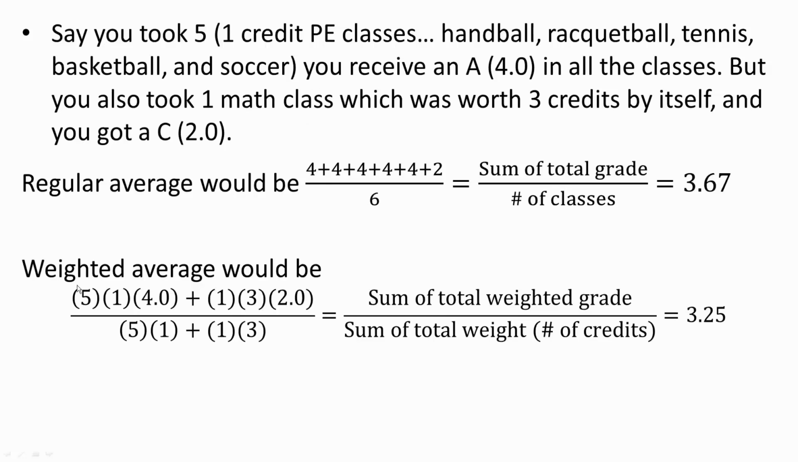So you have 5 classes and each class weight was 1 and you got a 4 in each class, plus you took 1 class, the weight was 3, and you got a 2. Divided by your 5 classes times the weight plus the 1 class that you took, your 1 math class, times the weight of 3. And this right here would give us a 3.25. So clearly this is a lower number, and it makes sense. You did really badly in your math class and it was worth more. That's why your GPA is lower.